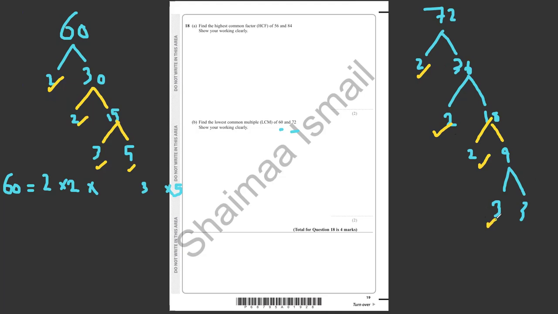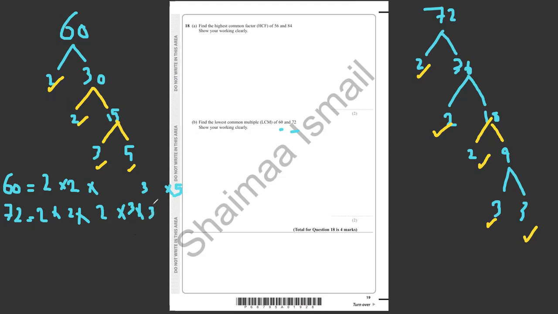Okay, now it's time to write the 72 in an organized way under the 60. So we say the 72 will be equal to three 2's. So we leave a space just for the extra 2's, times 2. Then multiply by 3, then another 3. Keep organizing your question to avoid any mistakes.